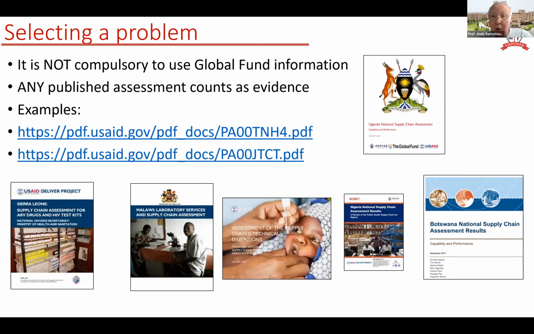It doesn't have to be Global Fund information. There's lots of assessments. Nearly everyone's supply chain has been assessed and assessed. USAID has assessed them. DFID, UK governments assess them. Various NGOs have assessed them. Lots of published reports all about the supply chain. In there will be all the identified problems. That's how you find the published reports to support your selection of the identified problem.